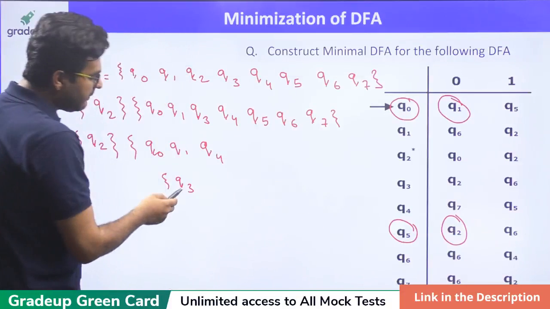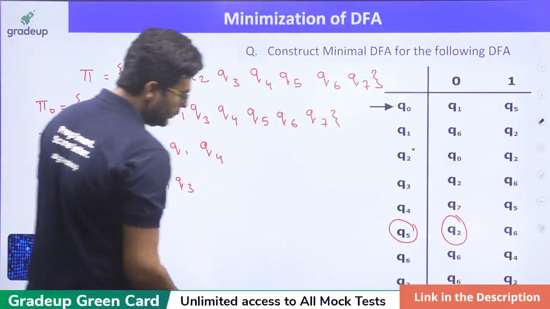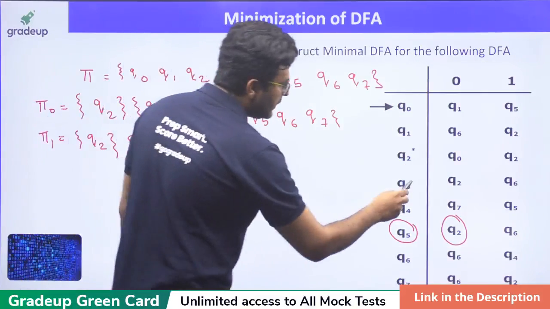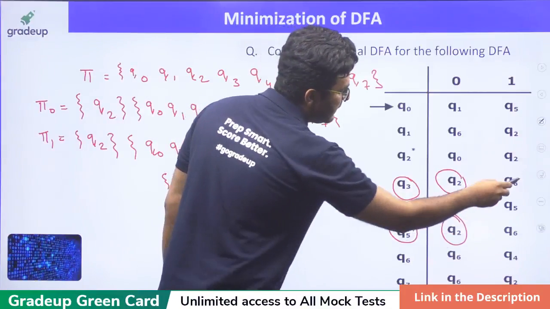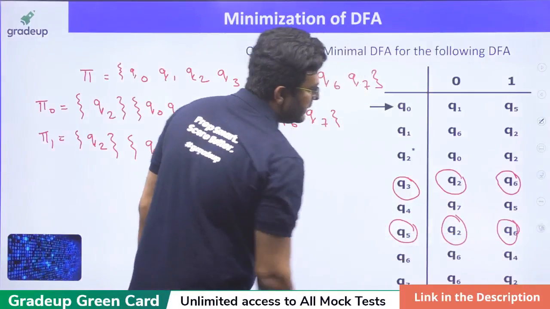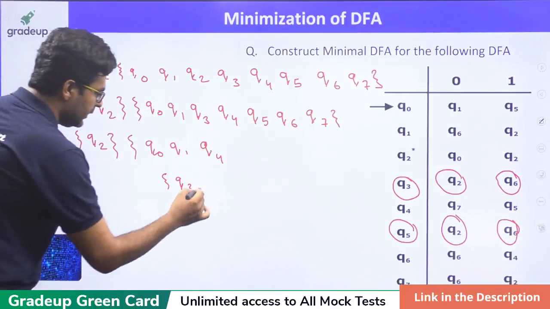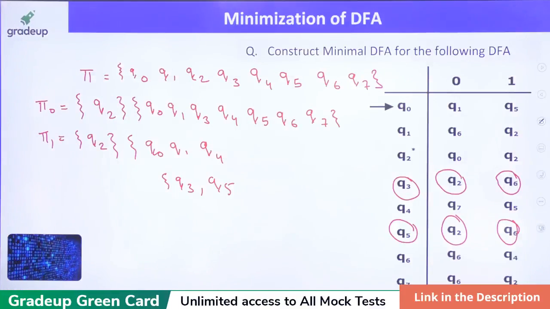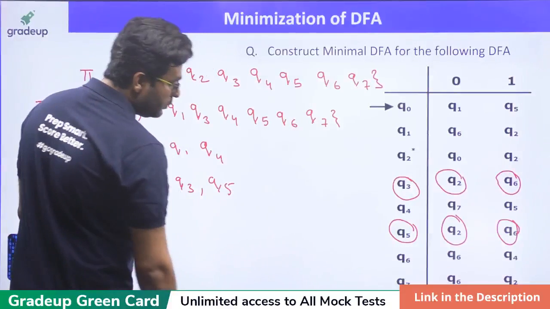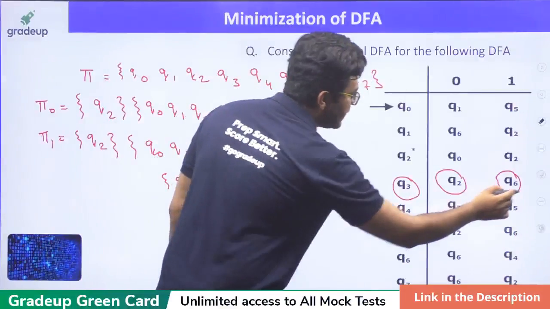So can we keep it with Q3? In order to check it with Q3, I'm circling the Q3 state. Now the transitions become Q2, Q2, which is in the same set, and Q6, Q6, which is again in the same set. So you can keep Q5 over here. Only the last two states are left now.